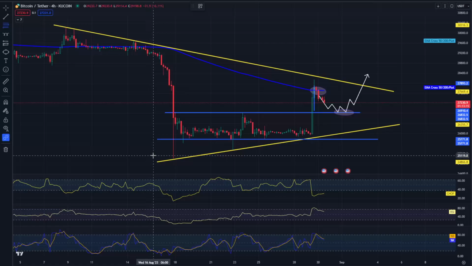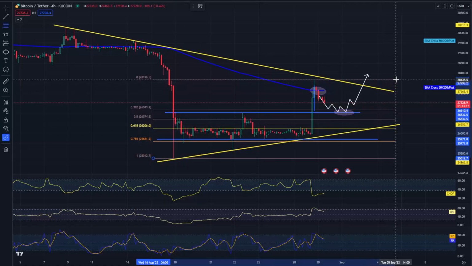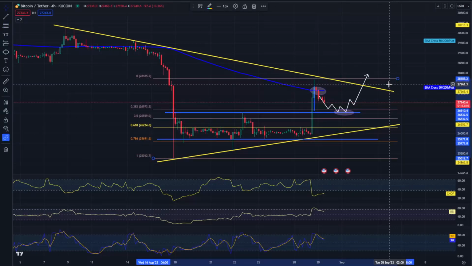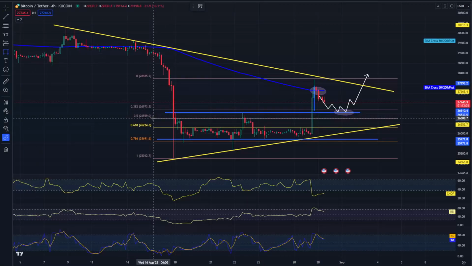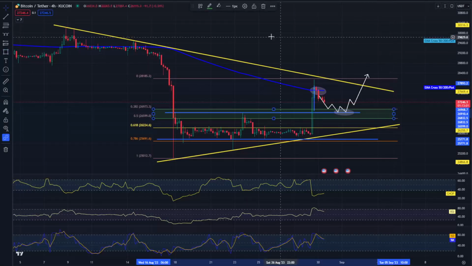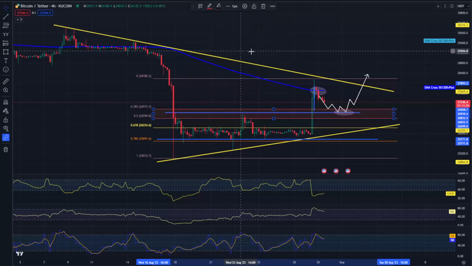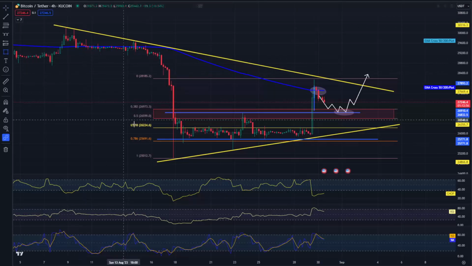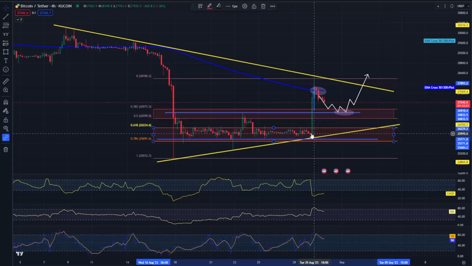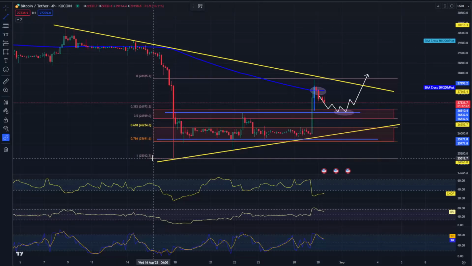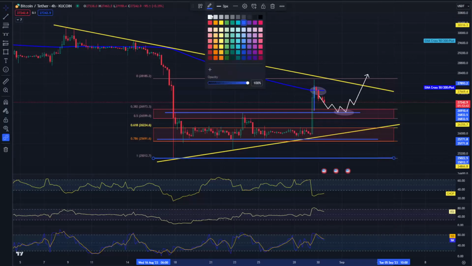Now we can move on to marking support areas in case of deepening correction. And here in the first place it is worth marking the support zone from $26,968 to $26,599. However, when we fall below this zone, we can see a drop around the second zone from $26,299 to $25,684. And then we have a strong support at $25,012.